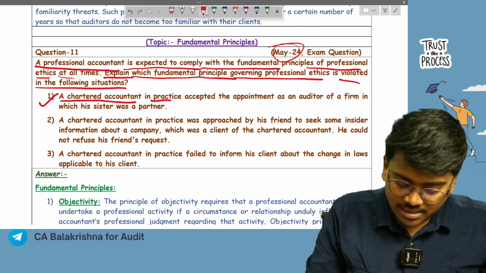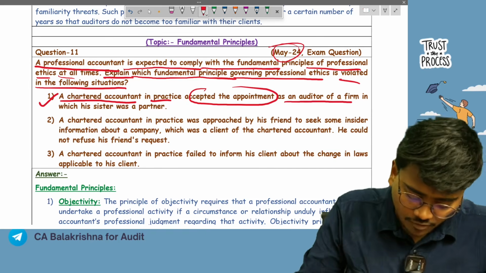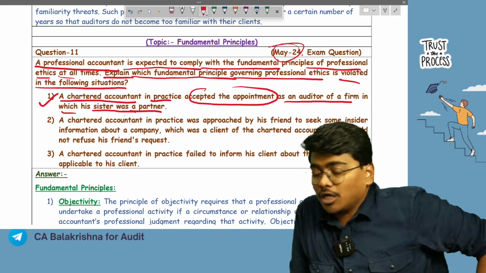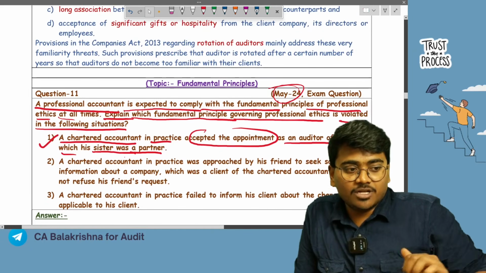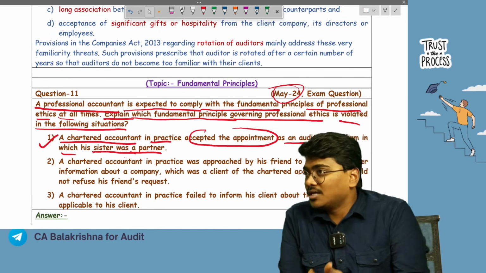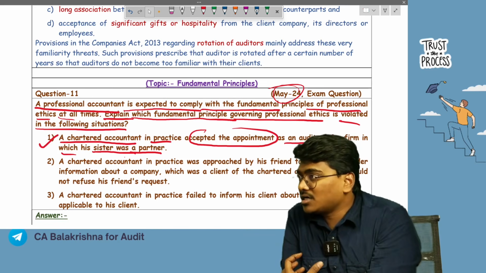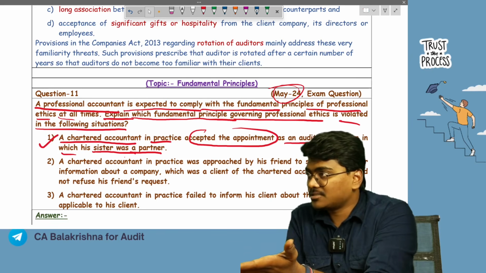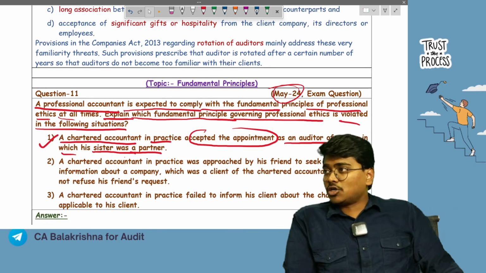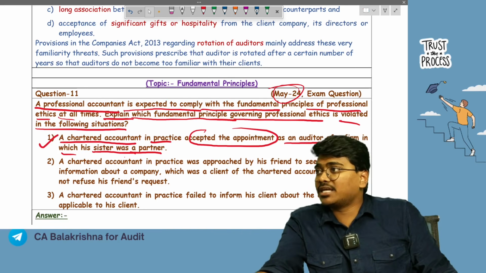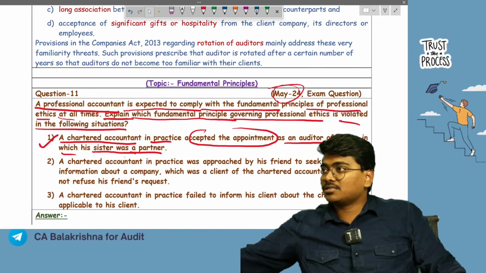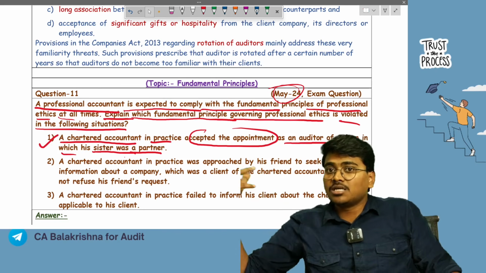A chartered accountant in practice accepted the appointment as an auditor of a firm in which his sister was a partner. Now, here, what fundamental principle will he lose or not be able to comply with? Yes, because his sister is employed there, he cannot take decisions objectively, right? Why is he not able to take decisions objectively? Because there might be a chance that the client might remove his sister or something like that. Because of that, he might lose his objectivity.